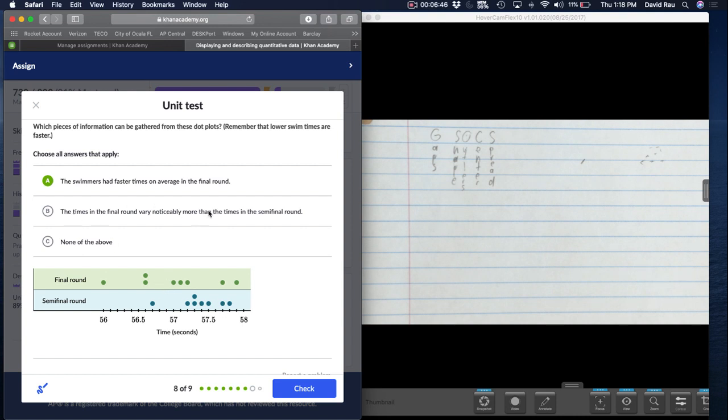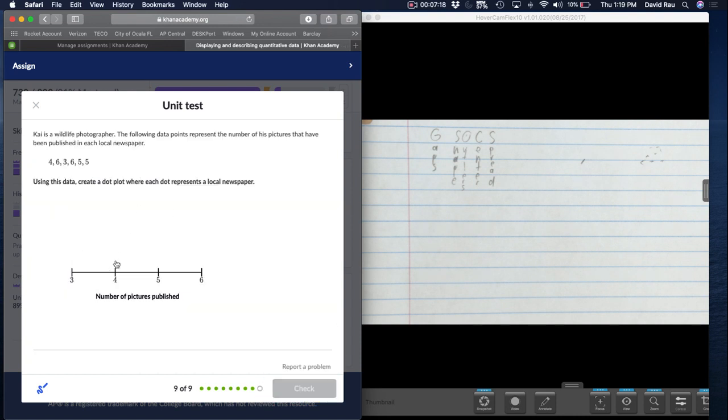The times in the final round vary noticeably more. Definitely true. This one has a range of 56 to almost 58, but this one only has a range of 58 to around almost 58. Sorry, I was miscounting, 56 to 58, and then this one's almost like 56.75 to 75.75. So this one ranges by almost about 2, this one ranges almost by about 1.